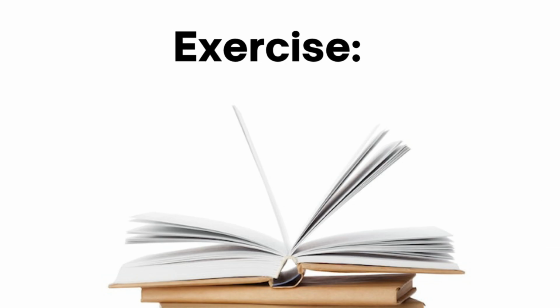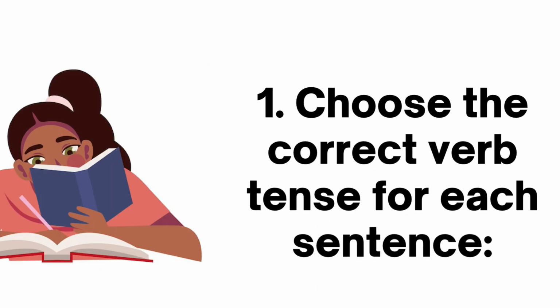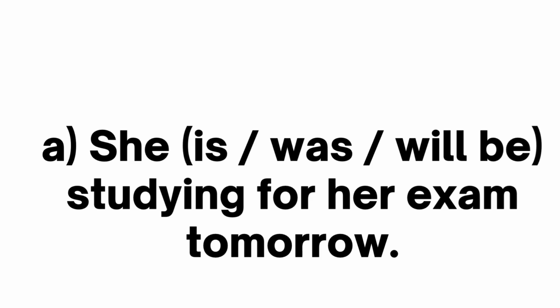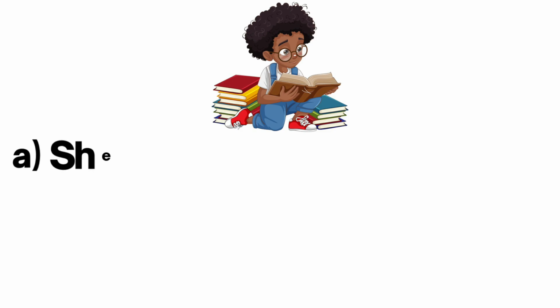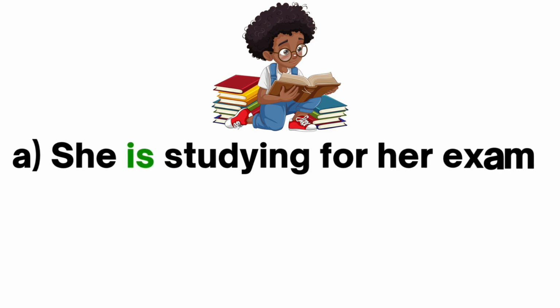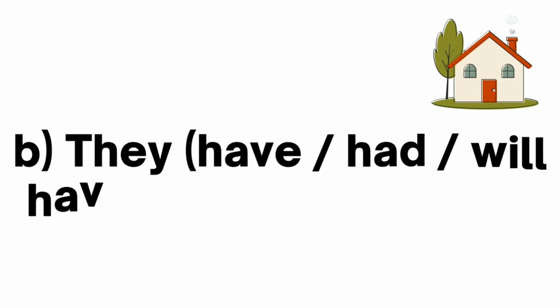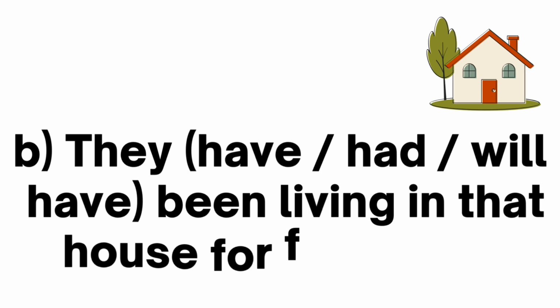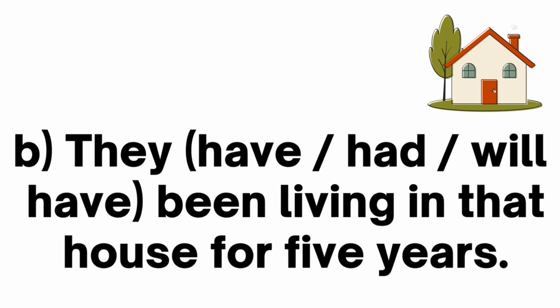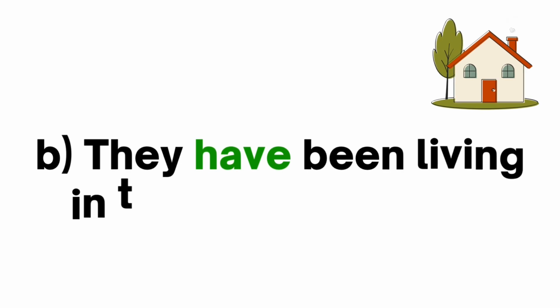Exercise 1. Choose the correct verb tense for each sentence. A. She is, was, will be studying for her exam tomorrow. She is studying for her exam tomorrow. B. They have, had, will have been living in that house for 5 years. They have been living in that house for 5 years.